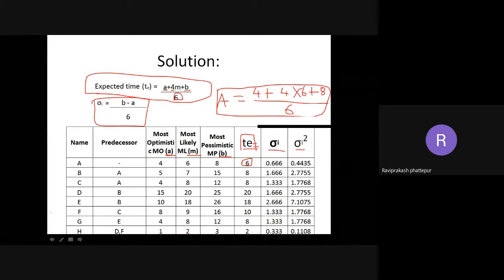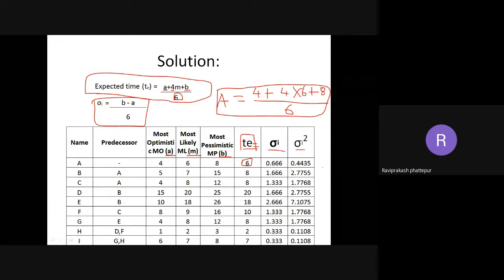For variance, if you see, the formula is B minus A by 6. So what is B? I'll write sigma A. That is sigma. First one for A activity, sigma A is equal to, what is B? B is equal to 8. 8 minus A, which is 4. 8 minus 4 divided by 6, I'll be getting 0.666.